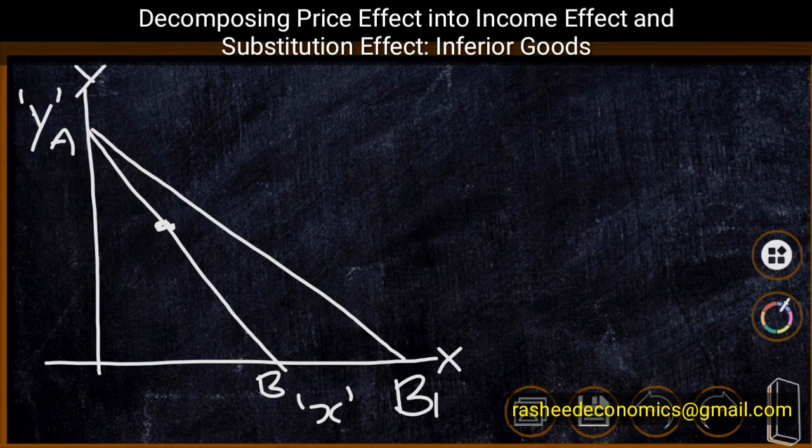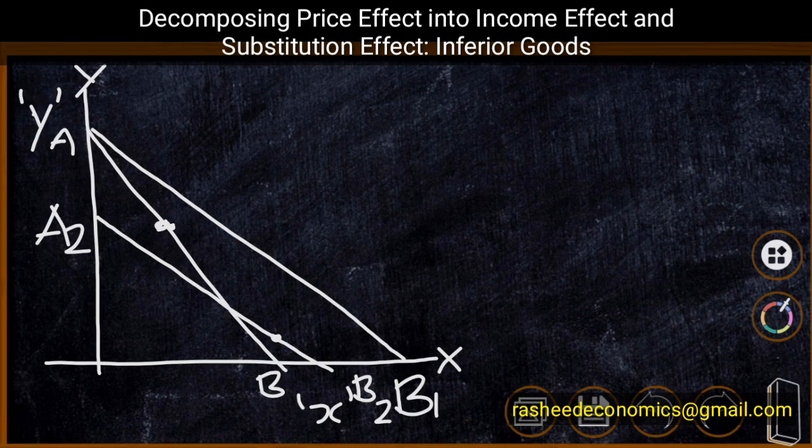Now we are going to eliminate some amount of money from the consumer. The process is known as compensating variation in income. We have already discussed that. And after compensating variation in income, we will be having an income price line like A2B2. Here we have taken away A2 amount of money from the consumer. And on the basis of this A2B2 income price line, consumer will be consuming a point here on A2B2.